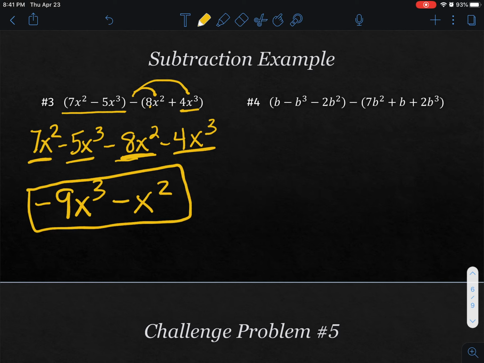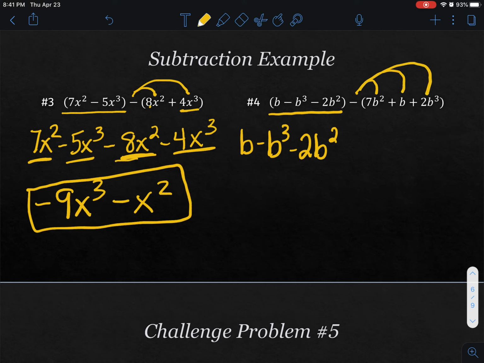Alright, number 4. The first polynomial here is going to stay the same, so b minus b to the third minus 2b squared. Then we're going to distribute the negative to everything in parentheses. So basically, when you distribute the negative, everything changes to its opposite. So that would become negative 7b squared, negative b, and negative 2b cubed.